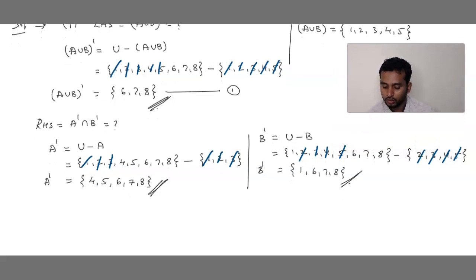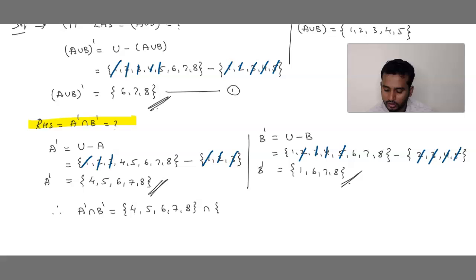Okay. Now what we should do? Here we have to find RHS, which is A transpose intersection B transpose. So therefore, A transpose intersection B transpose is equals to A transpose answer is 4, 5, 6, 7 and 8, intersection B transpose is 1, 6, 7 and 8. So what is common? Intersection is common. So what are the elements common? 6, here also 6, 7, 7, 8 and 8. Only these 3 elements are common. Correct? So we write here 6, 7 and 8. So this is A transpose intersection B transpose. I will call this as equation 2.